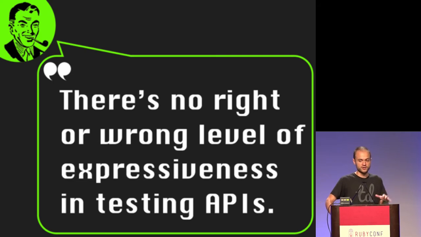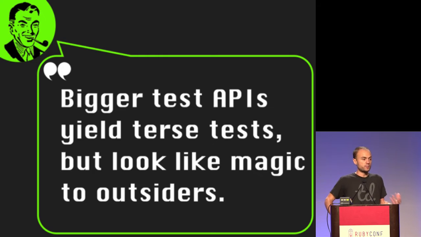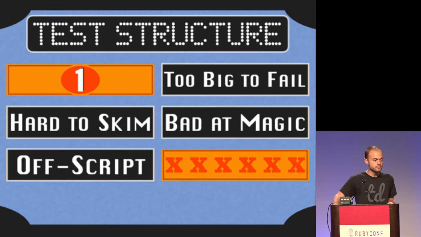And I'm not here to say that there's some right or wrong testing library or level of expressiveness. You just have to keep yourself aware of the trade-offs, right? Smaller testing APIs are easier to learn, but they might encourage more one-off test helpers that we write, and you carry that complexity. Whereas a bigger testing API, something like RSpec, might help you yield really terse tests, but to an uninitiated person, they're just going to look like magic. And you have to eat that onboarding cost if somebody doesn't know RSpec.